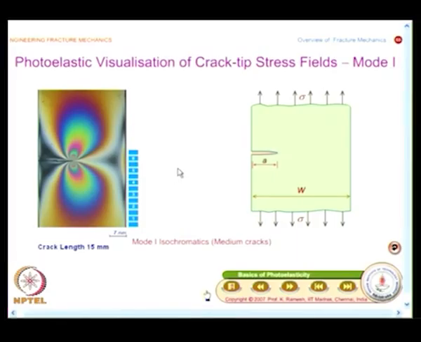And if you look at photoelasticity, it has the luxury of showing different geometric features when we go from mode 1 to mode 2 or a combination of mode 1 and mode 2, because I had mentioned when I started discussing different modes of loading at the crack tip.